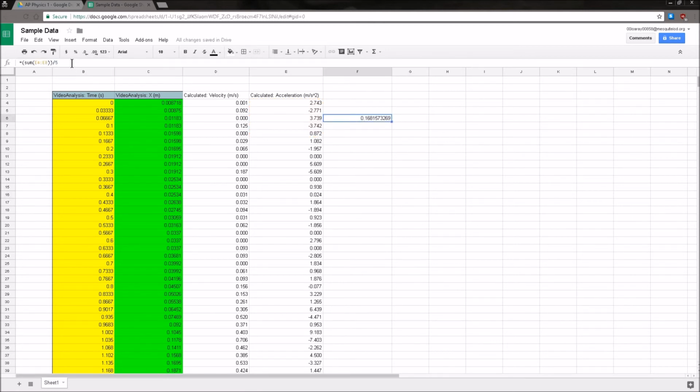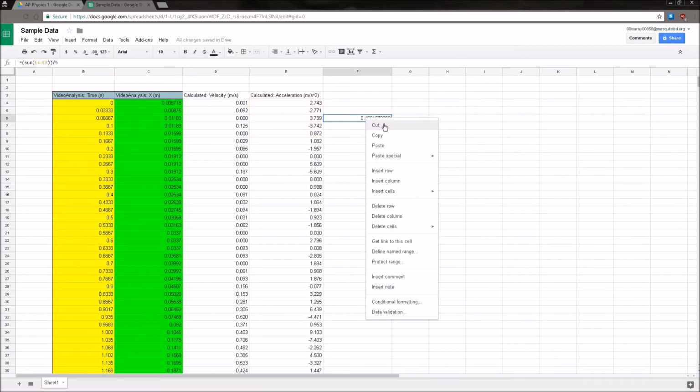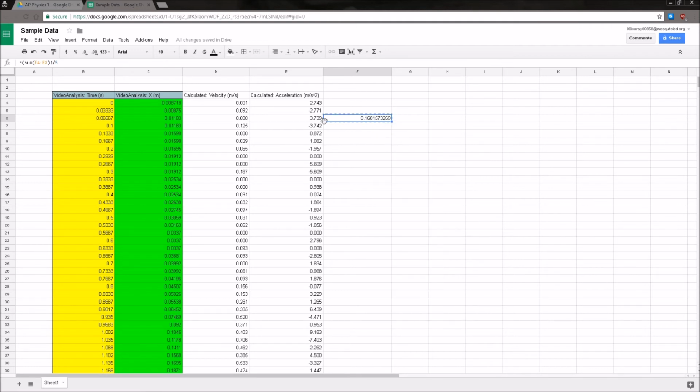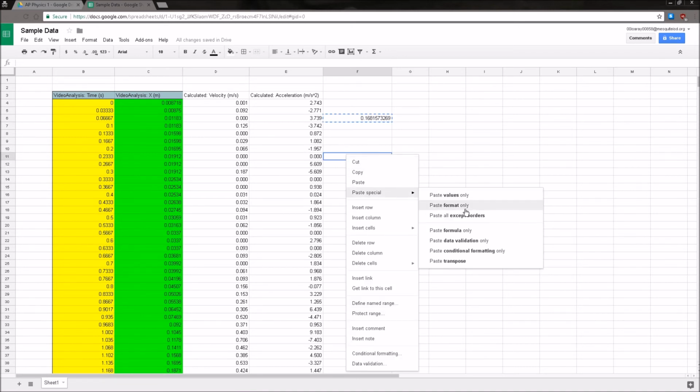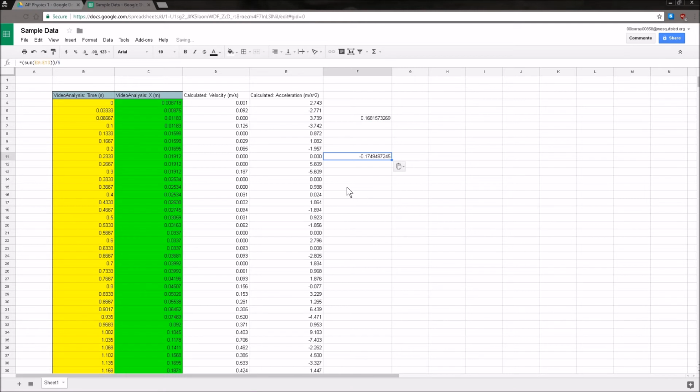And now what you can actually do is copy, right? Count down 1, 2, 3, 4, 5. And now paste special and only paste the formula. And like I said, because you're using relative positioning, it's going to look up 2 and down 2 and to the left 1 and set that as the range.